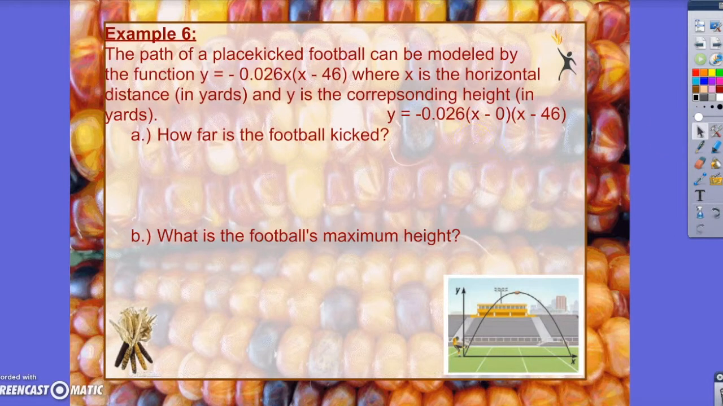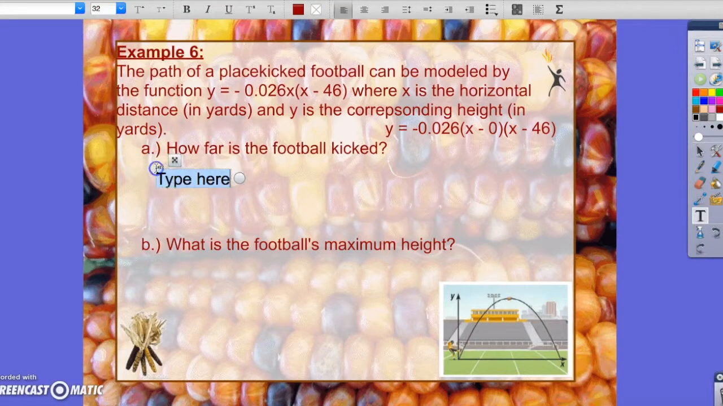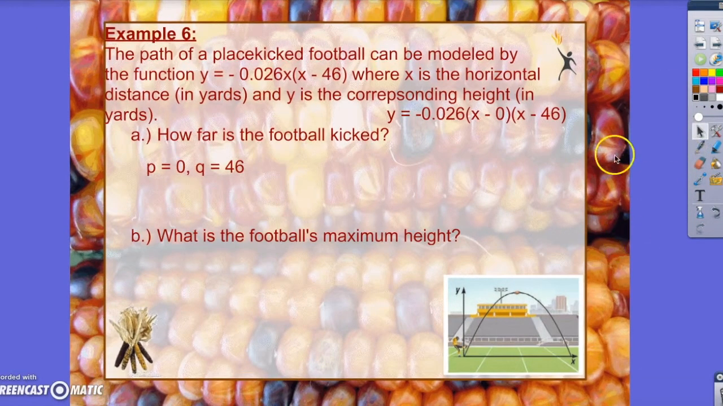Now, let's talk about the first part. How far is the football kicked? Let's start off by finding our P's and Q's. You might want to pause the video to remember how to find your P and Q. P is the first one. It's 0. And then Q should be 46. So I have these 2 numbers here. If I was going to graph it, what would they be? It would be my x-intercepts. So simply, 0 should be here. I'll write on the graph. And the other number should be 46.